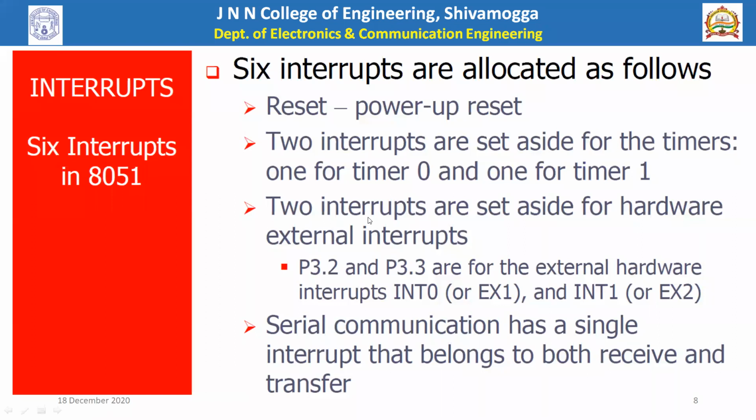Has the steps of executing an interrupt been understood by everybody? I'm asking in the chat box whether you have understood till here. What do you mean by an interrupt? The starting address of the interrupt service subroutine is always located in a special group of memory called the interrupt vector table.